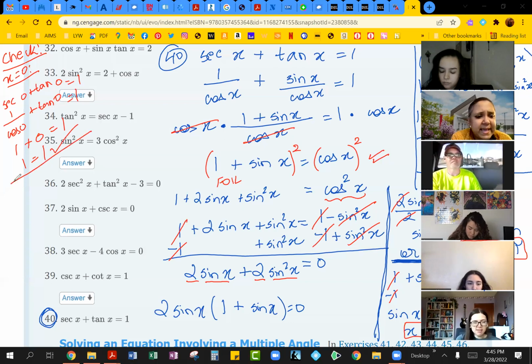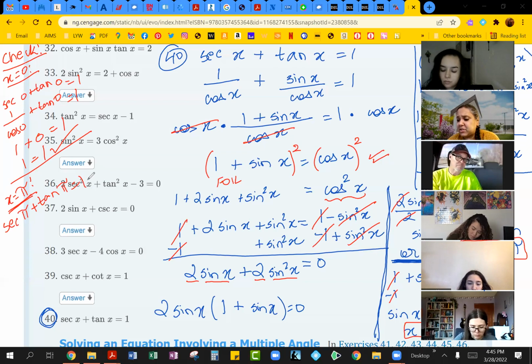Our other one was x equals pi. Same thing: secant of pi plus tangent of pi equals 1. Will that check out? And obviously, again, you can do 1 over cosine of pi if you wanted to for this guy.